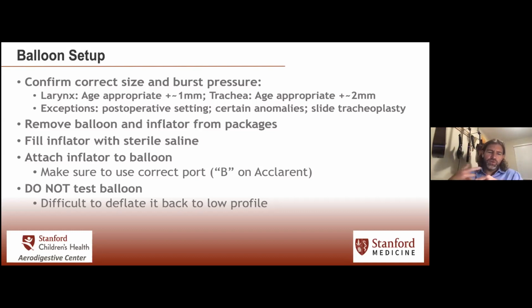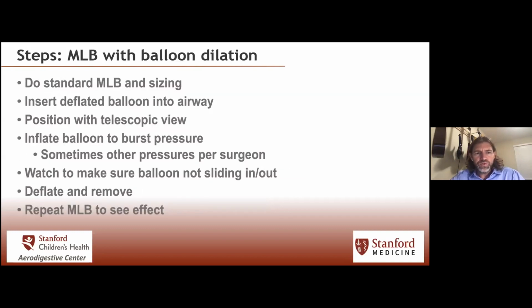You can do that if you're reusing the balloon and you want to get it through a narrow lumen. You can blow up the balloon and then kind of put a little bit of twist on it when you're deflating it, and that can rewrap it, but it's never as good as when it comes out of the package. So do your standard sizing, insert the deflated balloon into the airway. You've got to position it and look where you're positioning it, because sometimes downstream you don't know what you've got going on yet until you actually dilate the balloon.